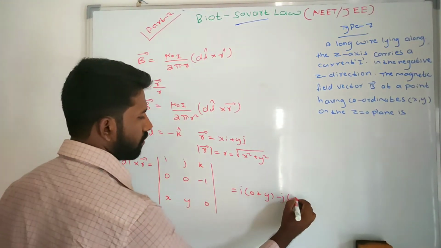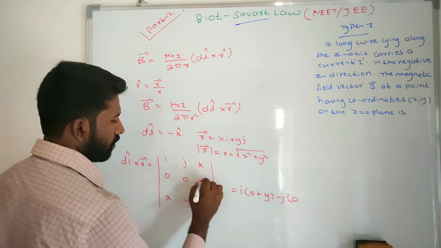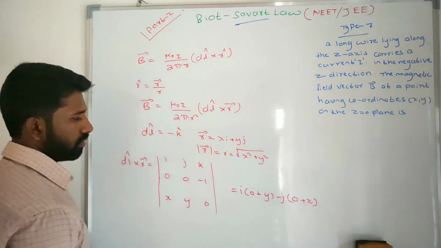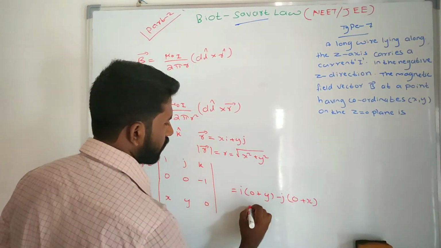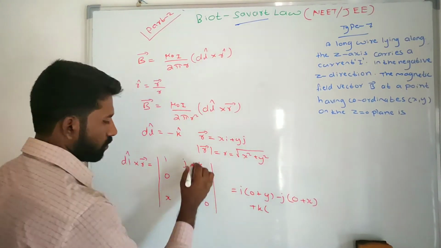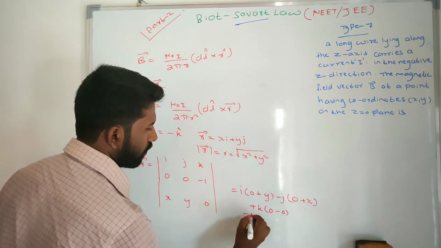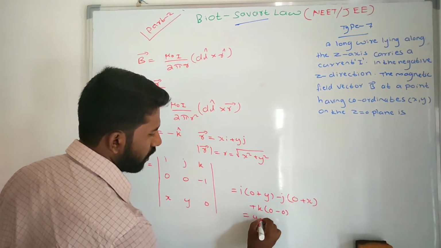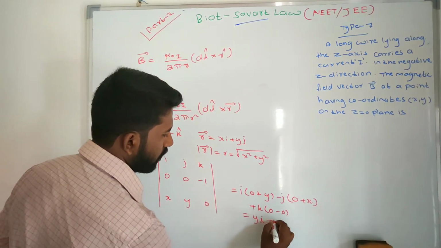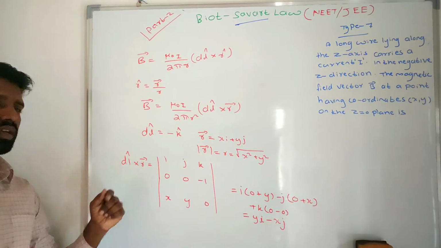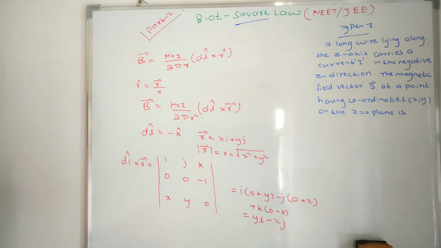Then what you will get? That is 0, 0 again. Minus of minus, that is plus x you will get. Then again plus k into this, rows and columns are cancelled, so 0 minus 0. So what you will get is yi minus xj. This is dl cross R vector.